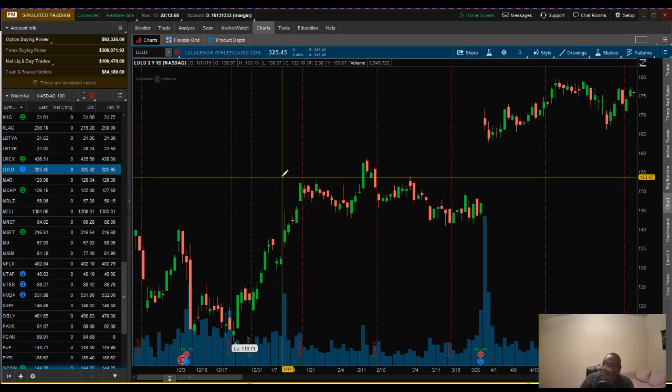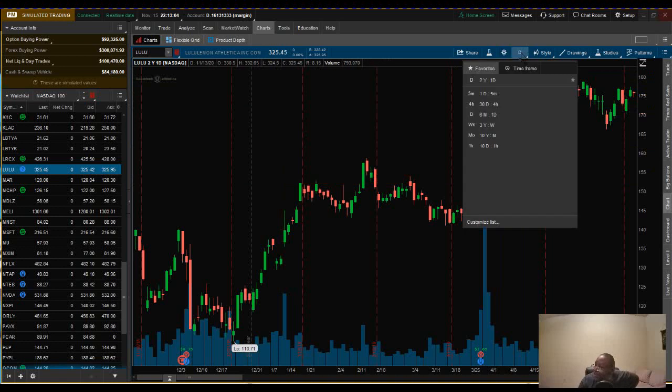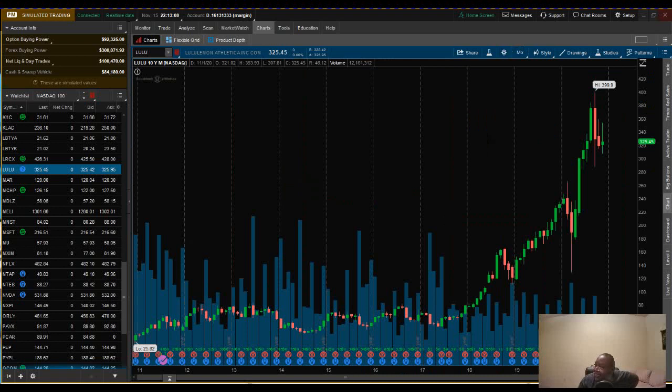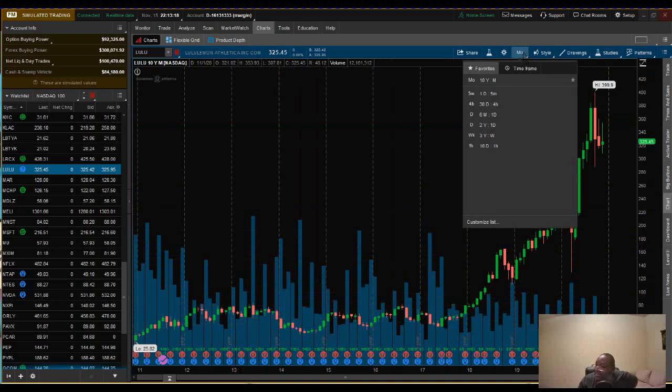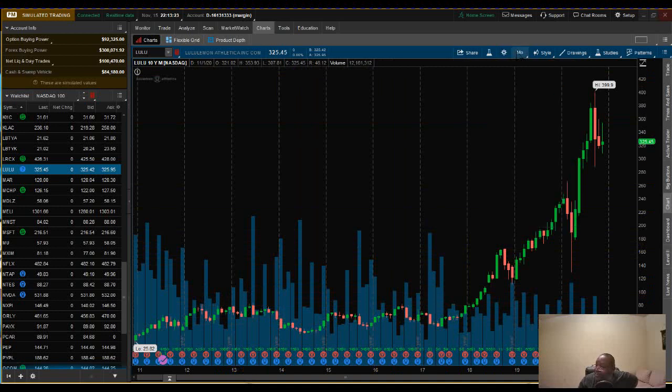Now, let's put all of this together. Let's say I'm doing an investment trade on Lululemon. I would like to see how Lululemon has been behaving for the last 10 years monthly. So I would go here, right? As you can see, I changed it to a 10-year, 1-month chart, right?